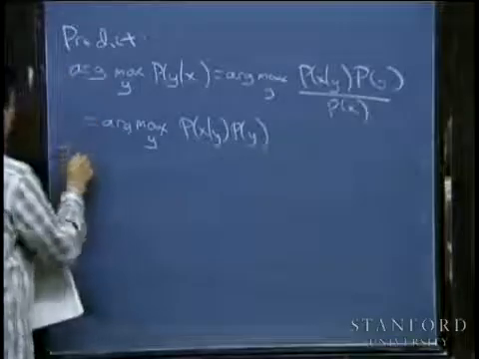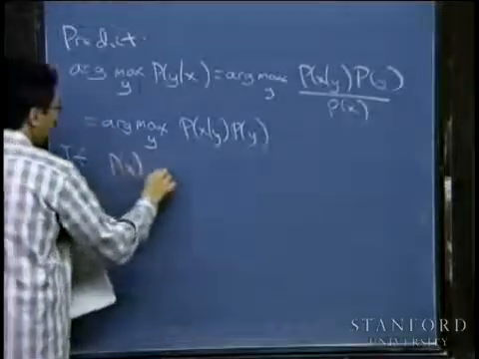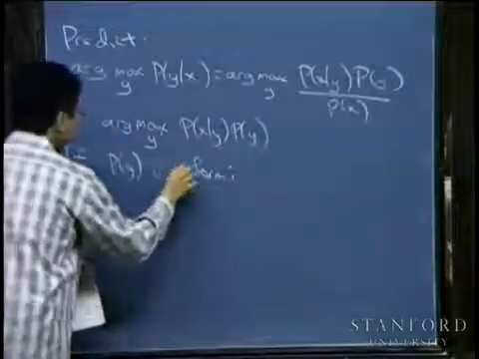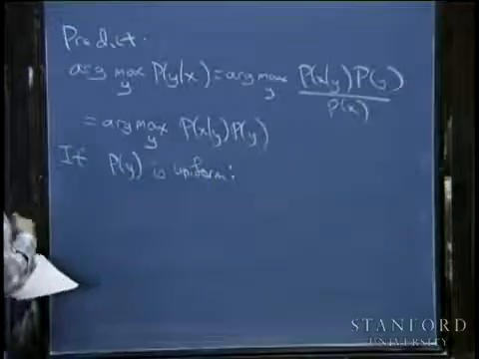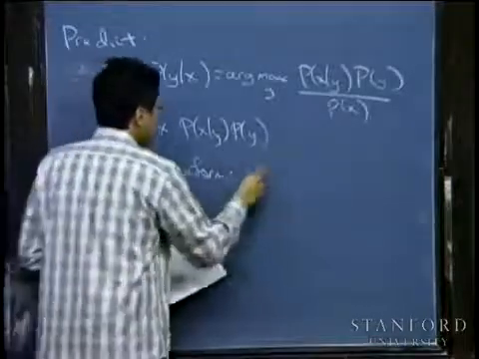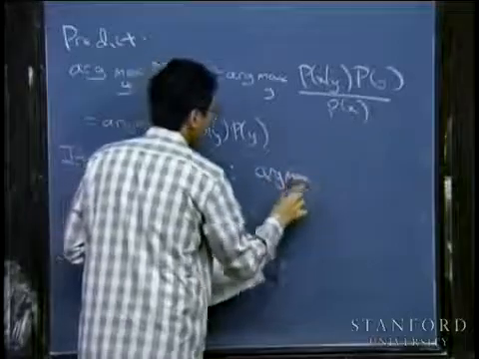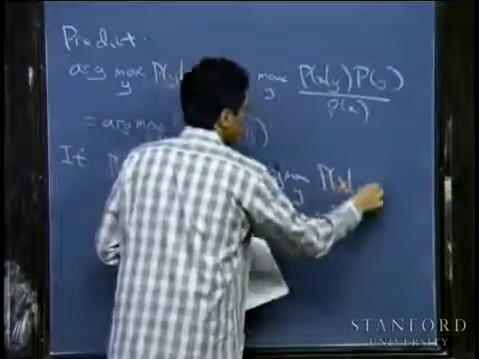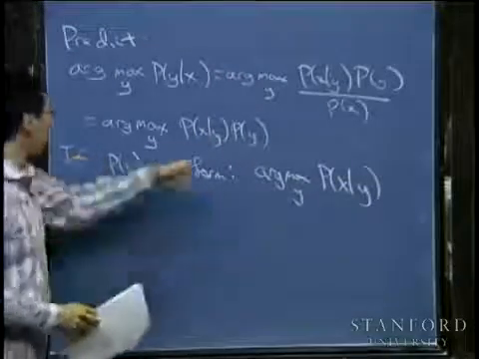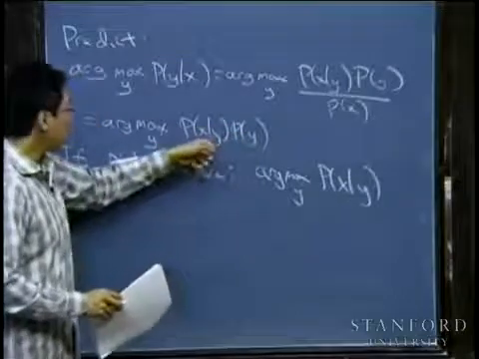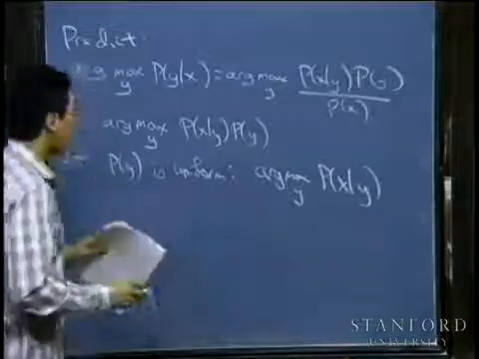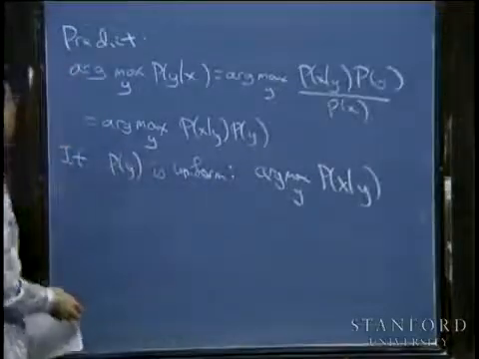And if p of y is uniform, in other words, if each of your classes is equally likely, so p of y takes the same value for all values of y, then this is just the argmax over y of p of x given y. Okay. This happens sometimes, maybe not very often. So usually you end up using this formula where you compute p of x given y and p of y using your model.